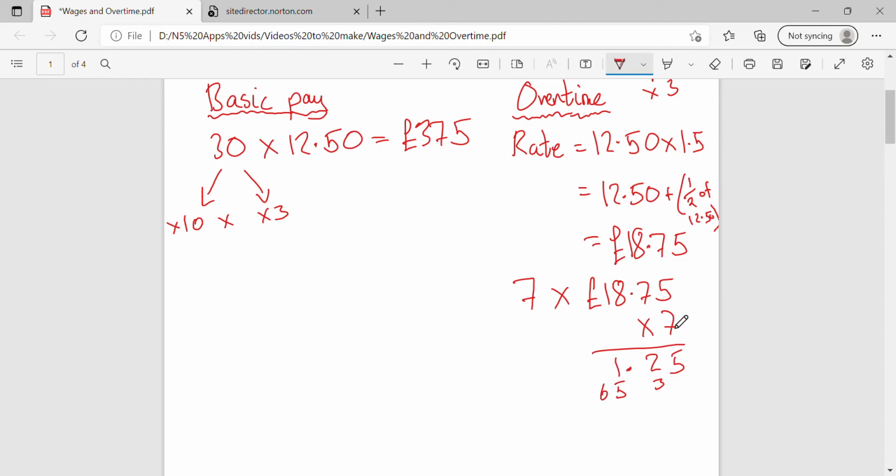And then 7 times 1, sorry, is 7. 7 plus 6 is 13. So that's how much they get paid for overtime.